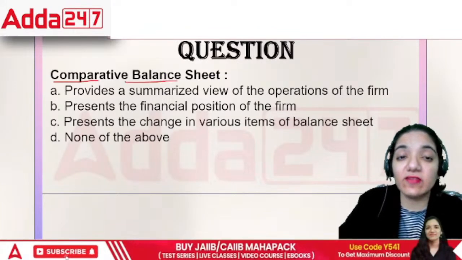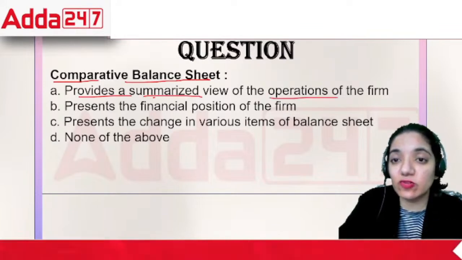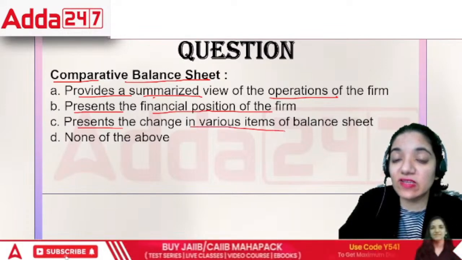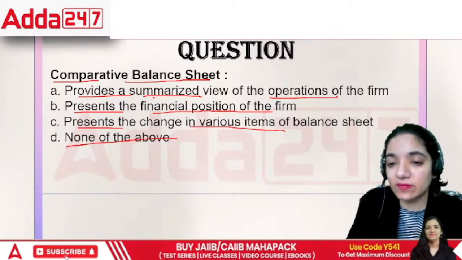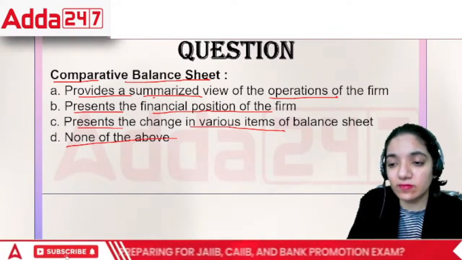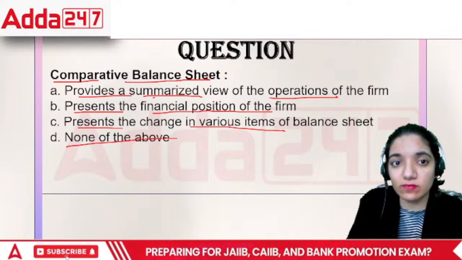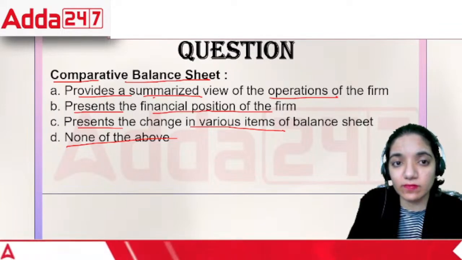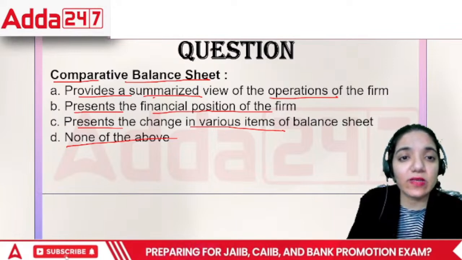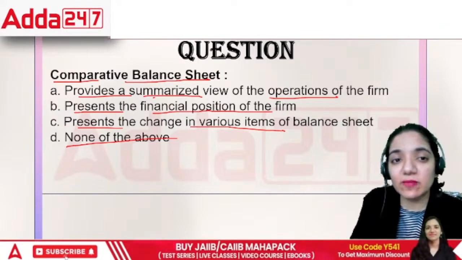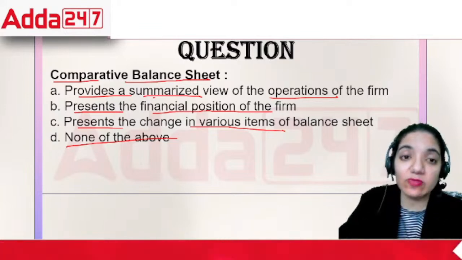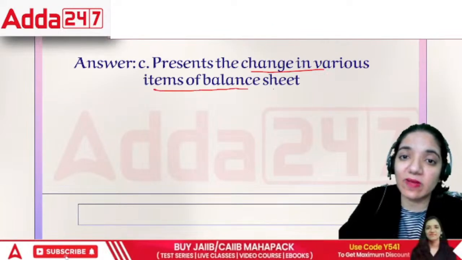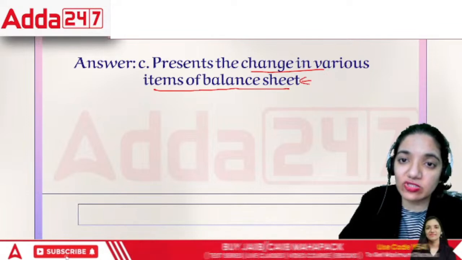Next question. Comparative balance sheet provides the summarized view of the operations, presents the financial position of the firm, presents the change in the various items, or none of the above. If we talk about the comparative balance sheet, it presents the change in the various items of the balance sheet. Whatever changes are occurring in the balance sheet, it would be shown here.